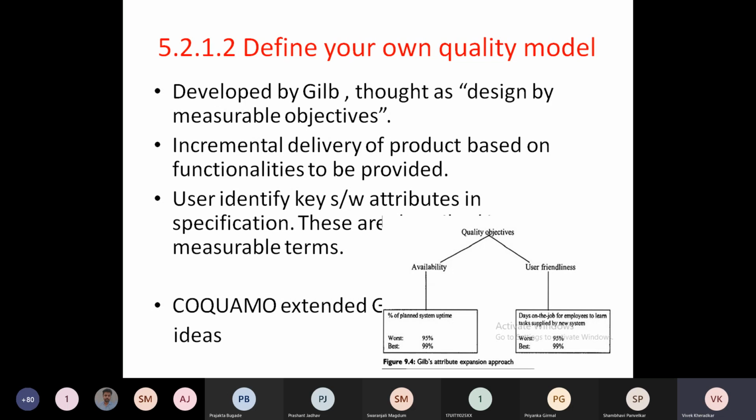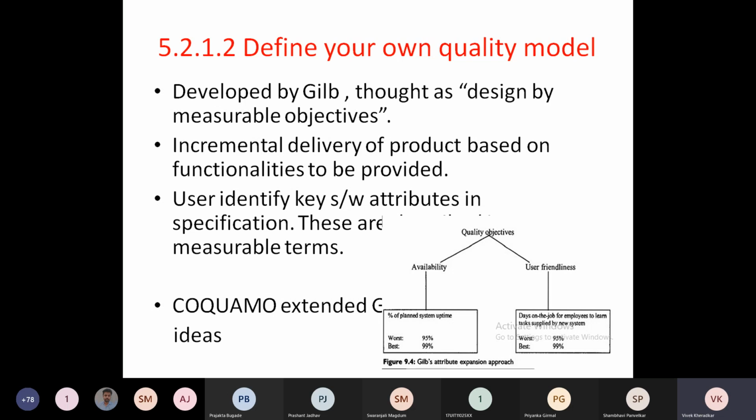This diagram shows that we have to measure a quality objective, and the measurable objectives are availability and user friendliness. So availability and user friendliness are the measurable things by which we can measure the quality. Based on that, we have direct measurement by which we can measure availability and user friendliness. In this approach, as you know, quality depends on many characteristics, but from the user's point of view we define which ones are important, and we define just those attributes for the software quality. That approach is called the constructive quality model.